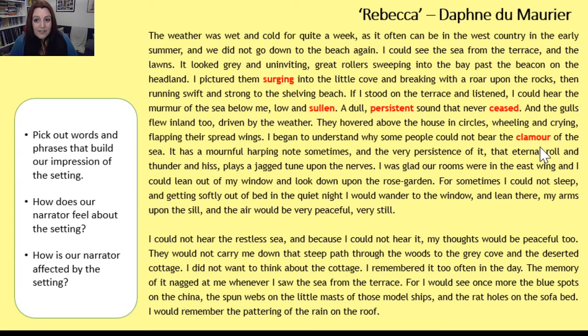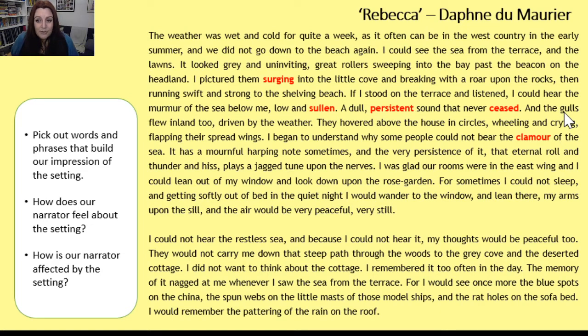If I stood on the terrace and listened, I could hear the murmur of the sea below me, low and sullen. A dull, persistent sound that never ceased. And the gulls flew inland too, driven by the weather. They hovered above the house in circles, wheeling and crying, flapping their spread wings. I began to understand why some people could not bear the clamour of the sea. It has a mournful, harping note sometimes, and the very persistence of it, that eternal roll and thunder and hiss, plays a jagged tune upon the nerves.